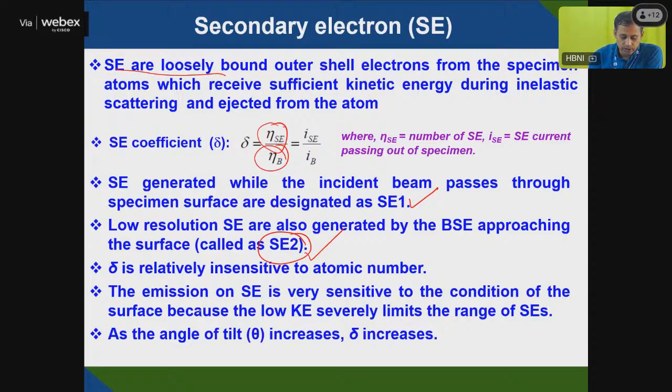So overall, the emission of secondary electron is very sensitive to the condition of the surface, because it's coming from the top surface. Depending upon the surface, the low kinetic energy, and how much energy penetration the incoming electron has, those are the material characteristics that will decide whether the secondary electron comes out or not.